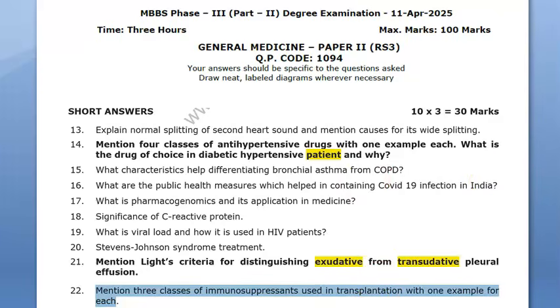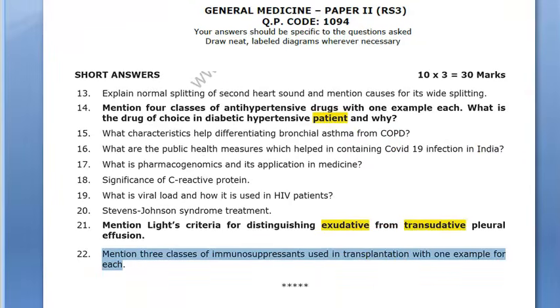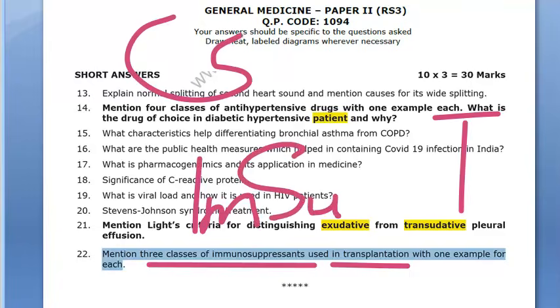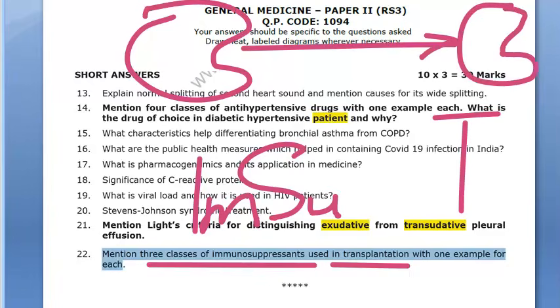Guys, look at this question. Three classes of immunosuppressants used in transplantation with one example for each. Mention three classes of immunosuppressants used in transplantation. So you're talking about organ transplant here. Okay, so for this, what immunosuppressants will you give? Three classes of drugs with one example each.